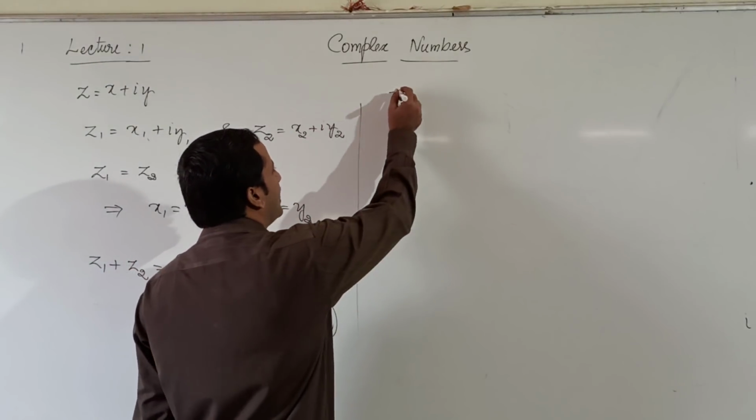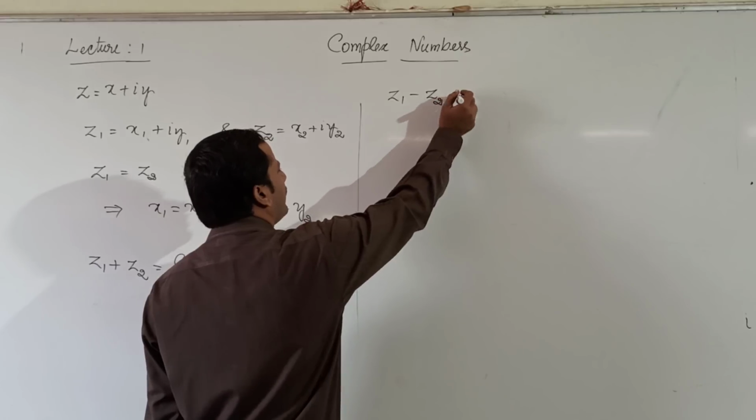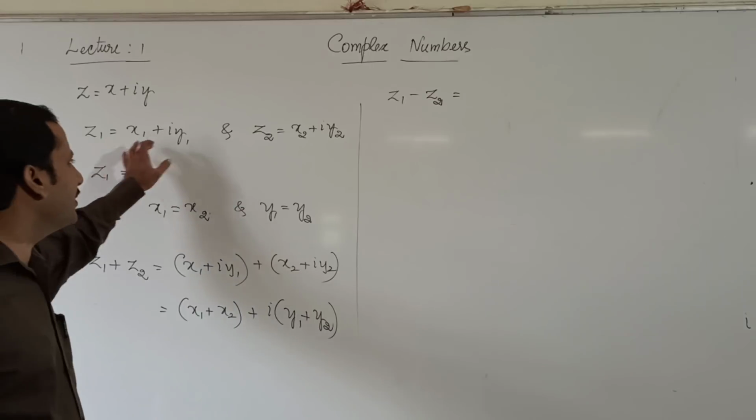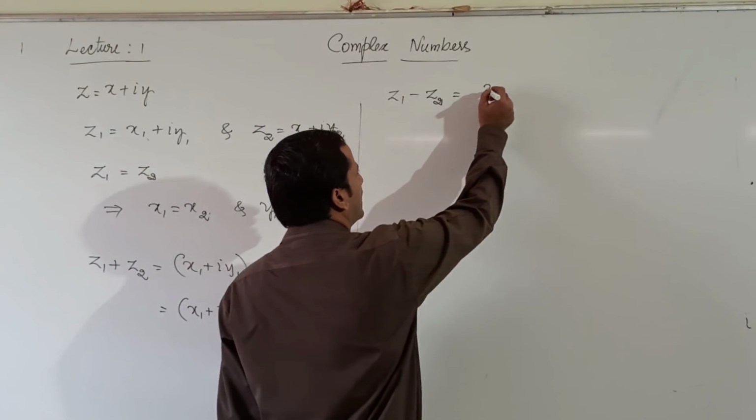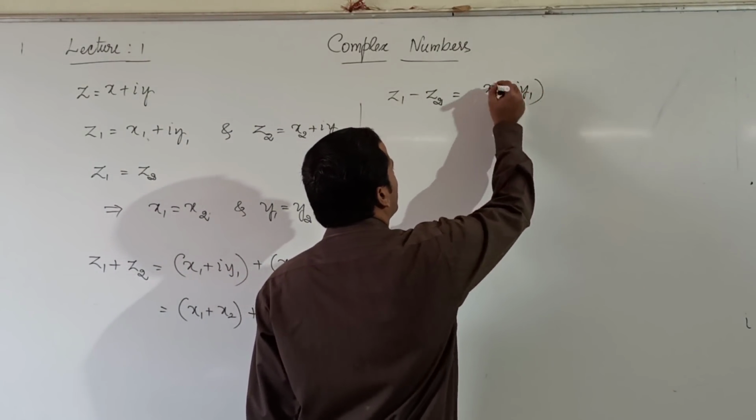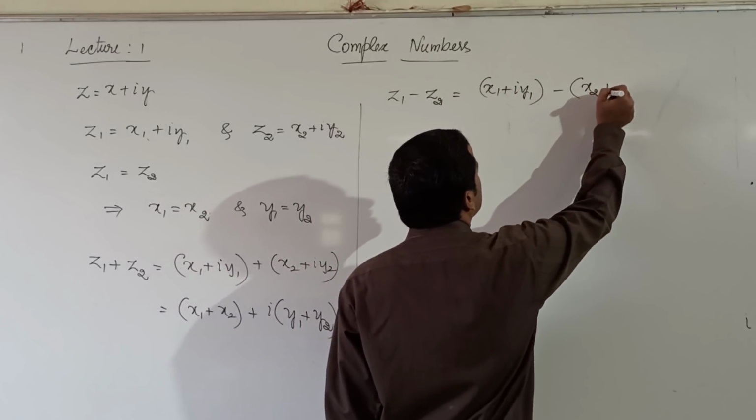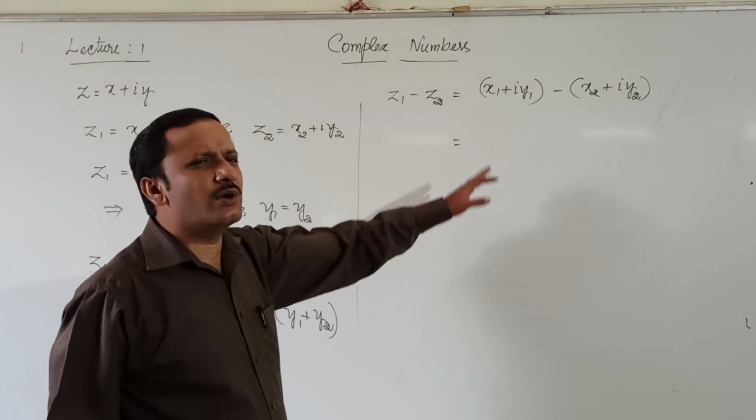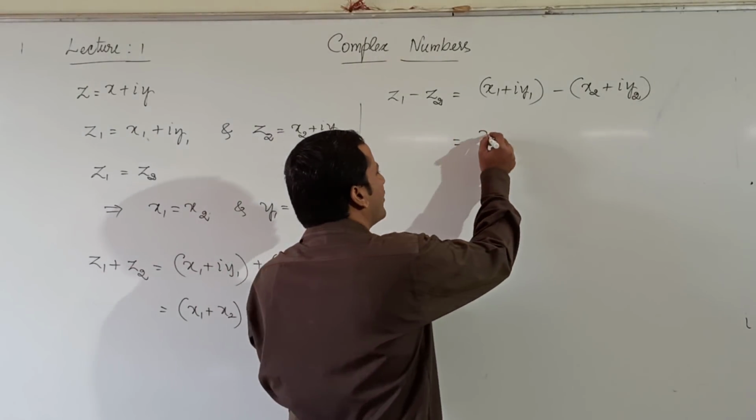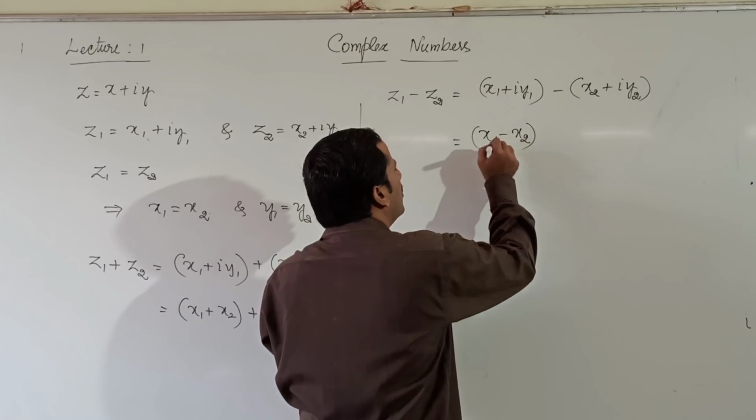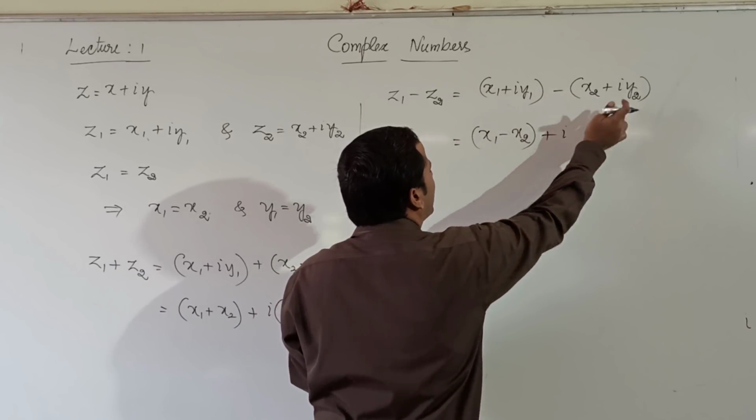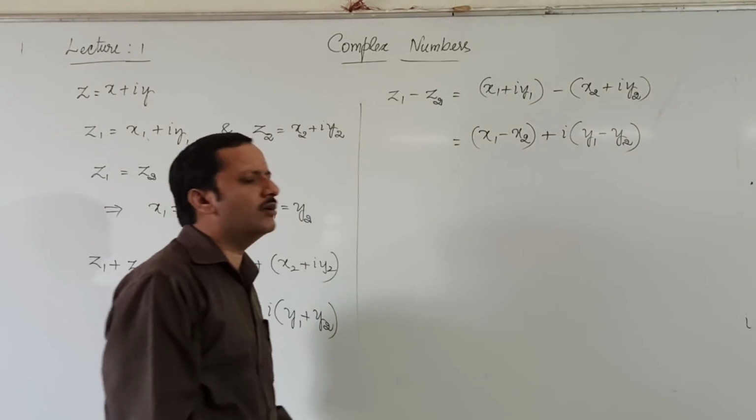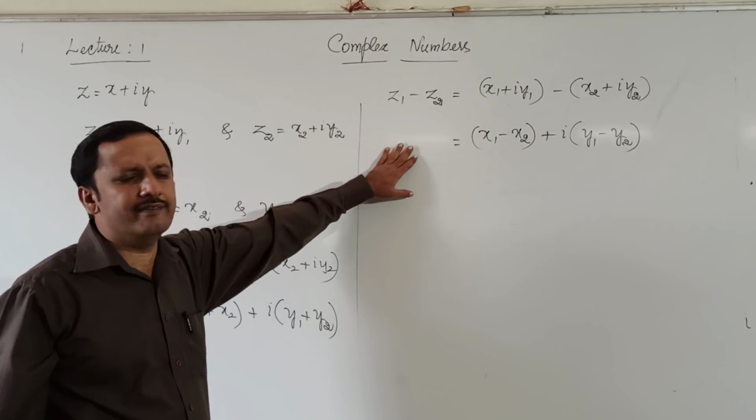Then what about z1 minus z2? I want to subtract these two. x1 plus iy1 minus of x2 plus iy2. Now if I simplify this, I am going to get x1 minus x2 plus iy1 minus iy2. I take i as a common factor. So that will give you i into y1 minus y2. This is z1 minus z2.